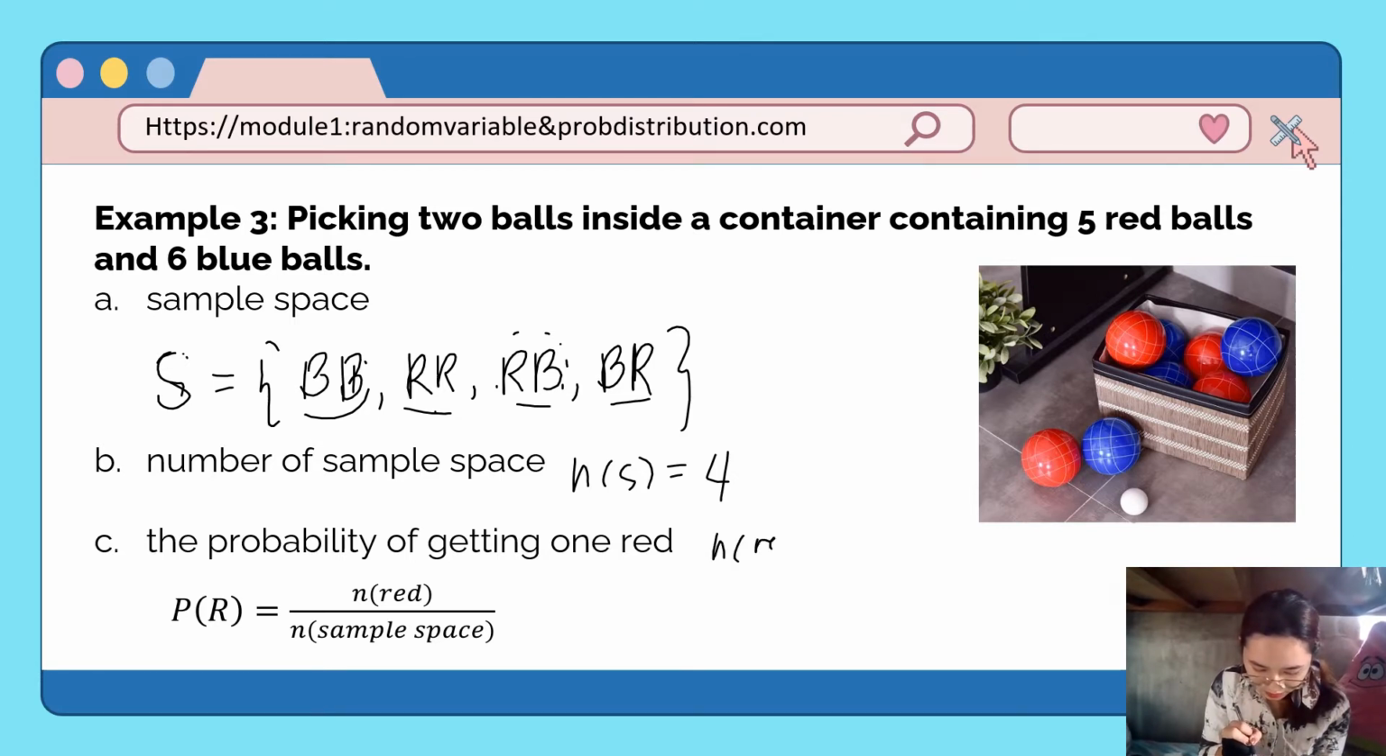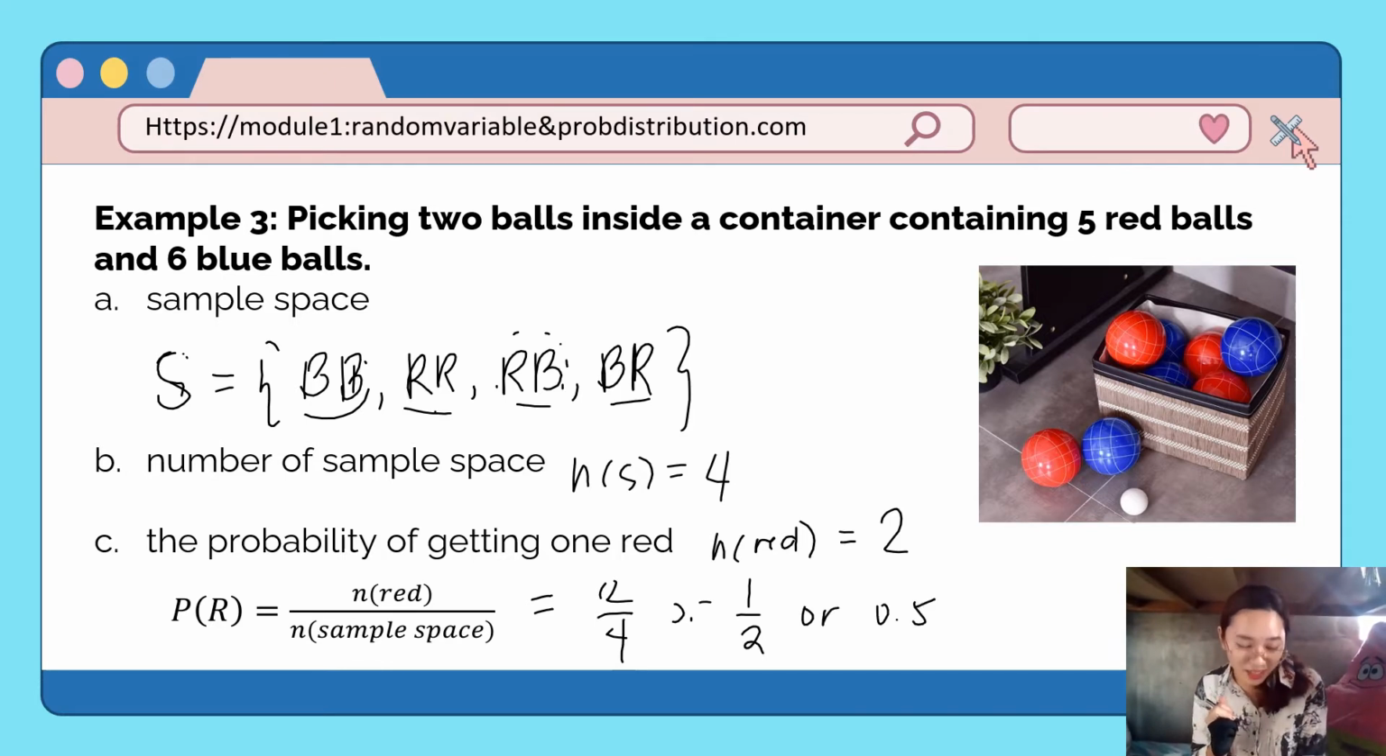Probability of getting 1 red. That is, dalawa lang, yung RB at saka BR. So, therefore, 2 out of 4, which is 1/2 din or 0.5. So, 50% chance na makakuha ka ng isang red.